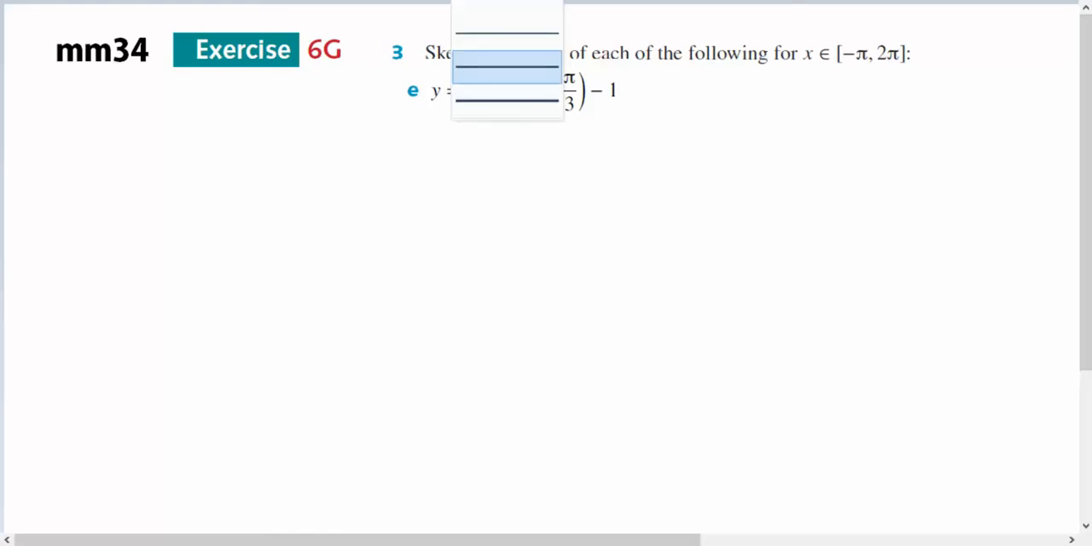This is for Year 12 Methods. It comes out of 6G, question number 3E. Sketch this graph for the domain negative pi to 2 pi, and we have 2 cos 2 bracket x minus pi on 3, minus 1.